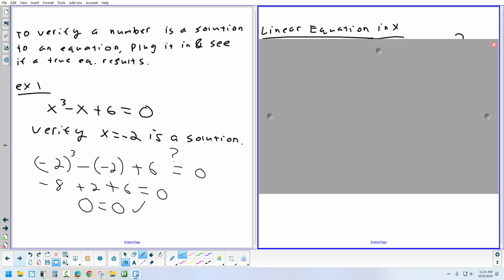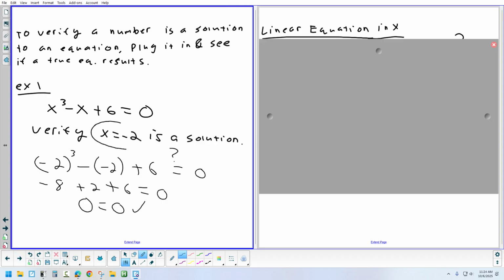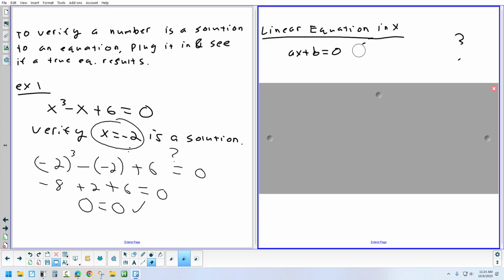Now that's a cubic. So we're not going to talk about solving cubics today. I might give you a number and ask you to verify, but I wouldn't ask you to figure out that number yourself. With a linear equation, I would. So a linear equation is anything that has the form ax plus b equals 0. This is a linear equation.